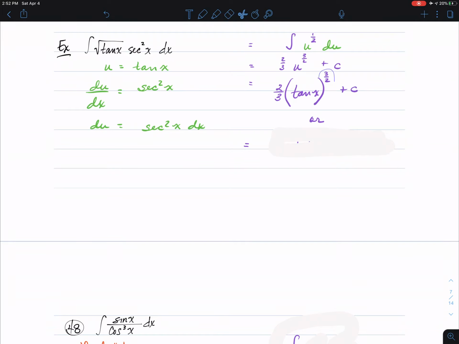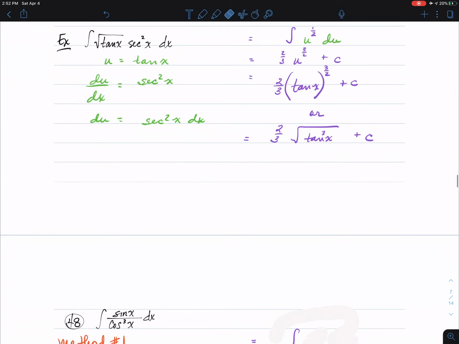Notice that since this is a fractional power, it's the same thing as a square root cubed. So another way that you could write this is you could write the tangent of x underneath a square root and cube that tangent. Either one's an option. Doesn't really matter to me which one you choose to do.